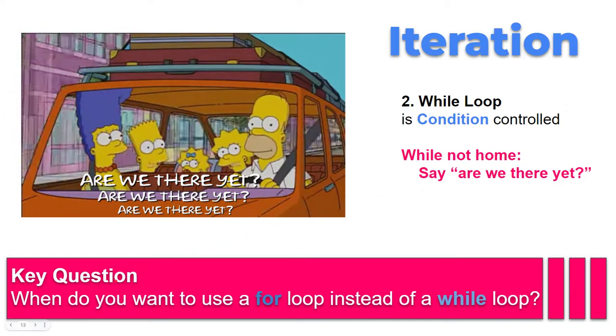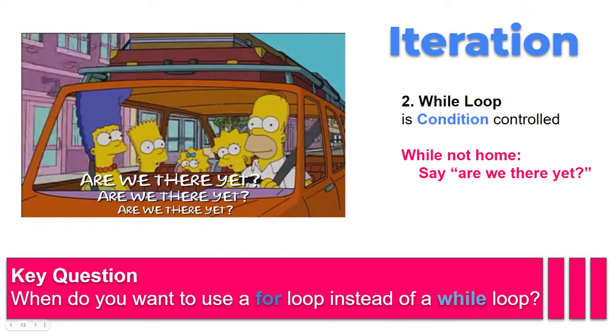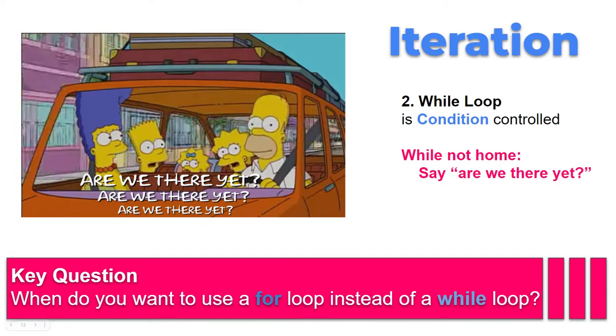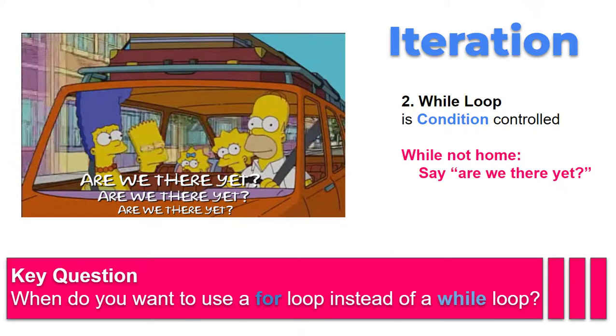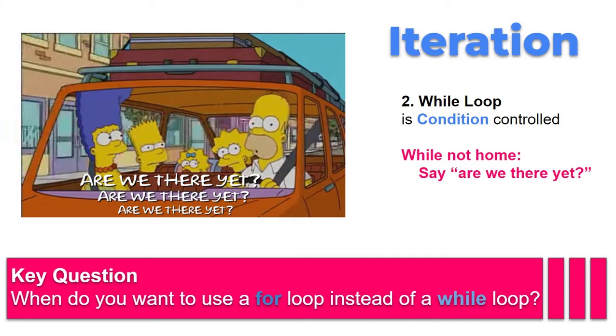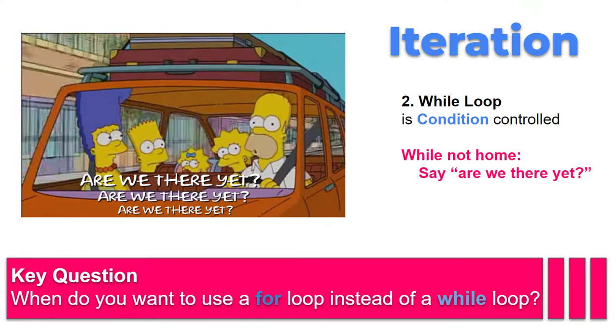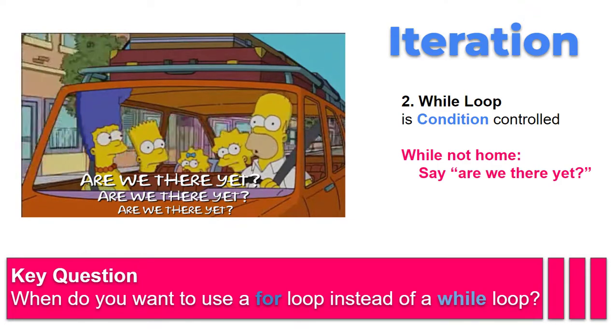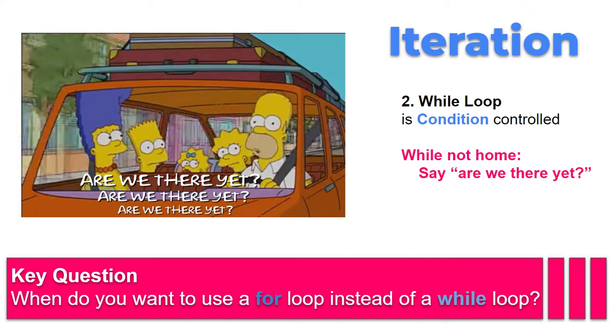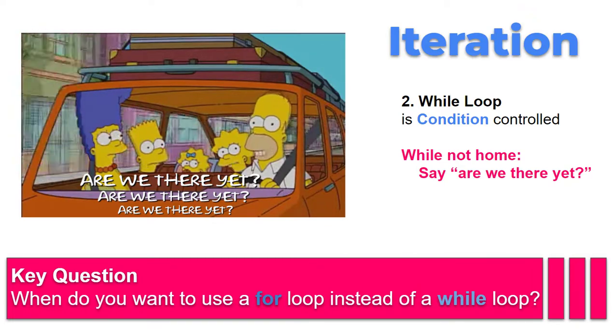The key question in this project is when do you want to use a for loop instead of a while loop? Hopefully you all know the answer. That's right. It is when you know how many times you want the loop to run, it's the for loop. When you want it to keep running until a condition happens or doesn't happen, then a while loop is the appropriate loop to use. Let's have a look at that in Python now.